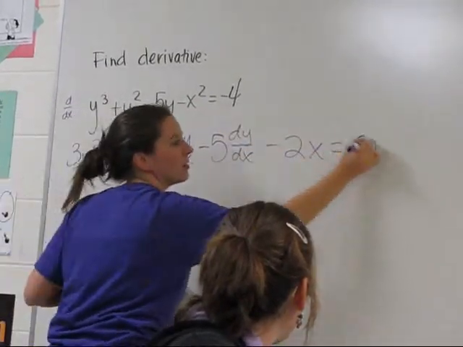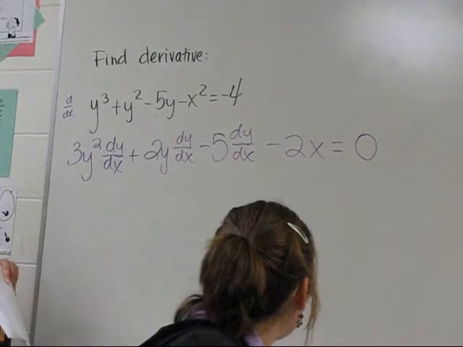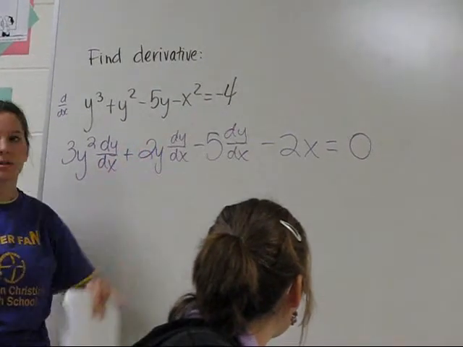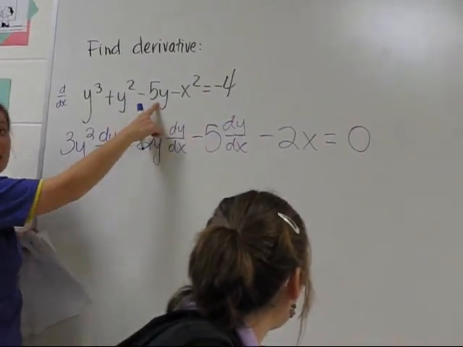Isn't the derivative of that 0? It's not. The derivative of this is 0, of 5. Negative 5y. Oh, yep, alright.